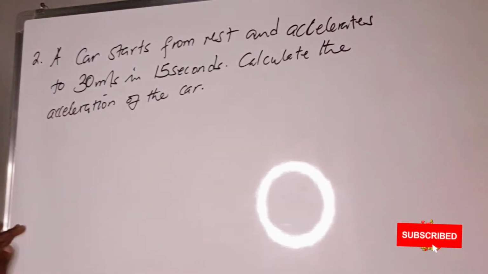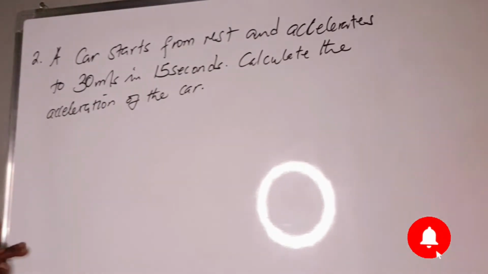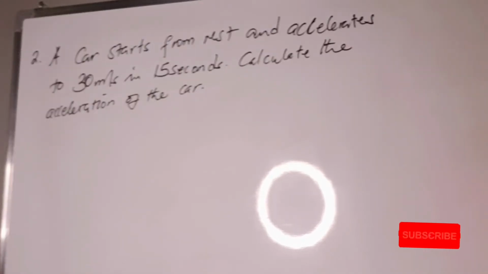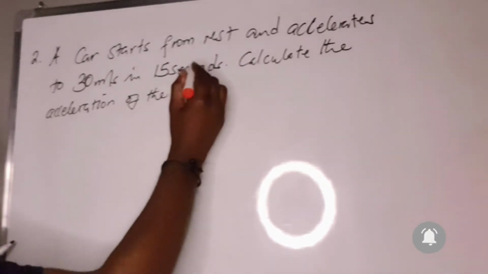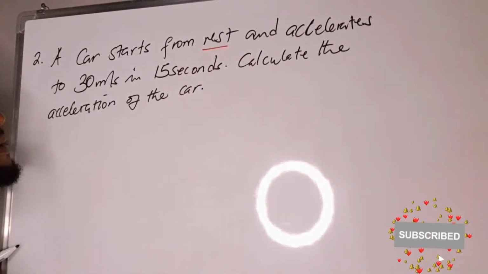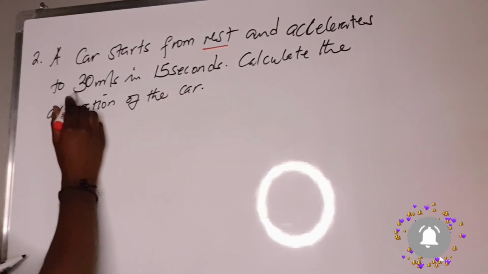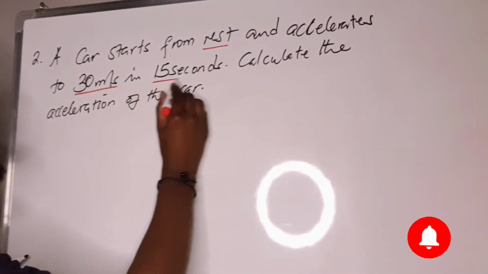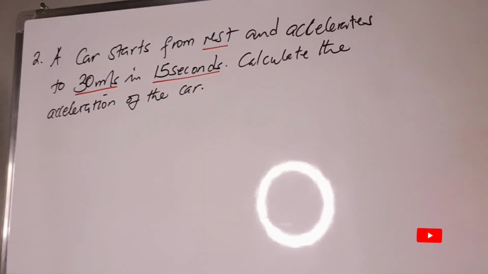Okay, so let's also look at this other example, which is saying a car starts from rest and accelerates to 30 meters per second in 15 seconds. Calculate the acceleration of the car. So as usual, you take note of the important points which has been given in this question. So we have starts from rest, then accelerates to 30 meters per second in 15 seconds.